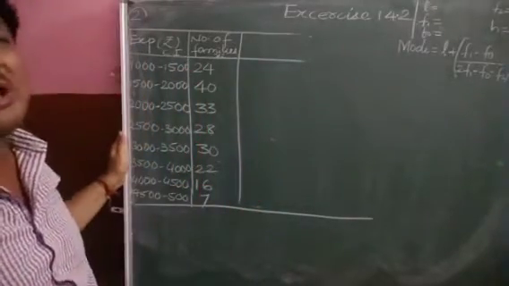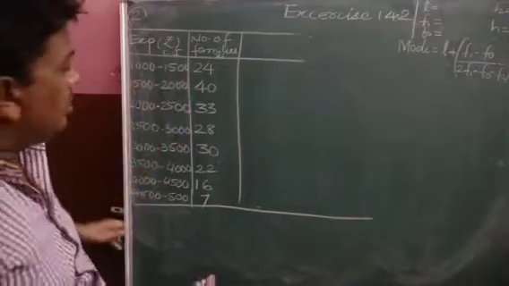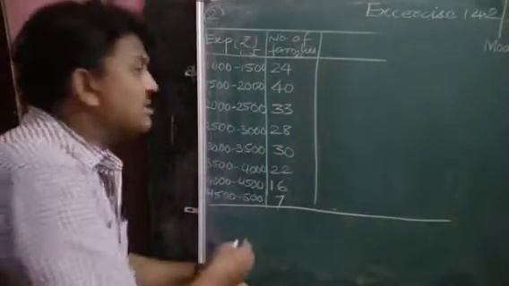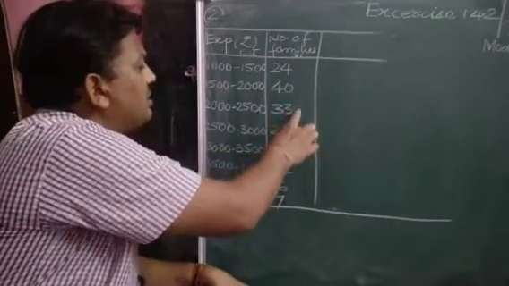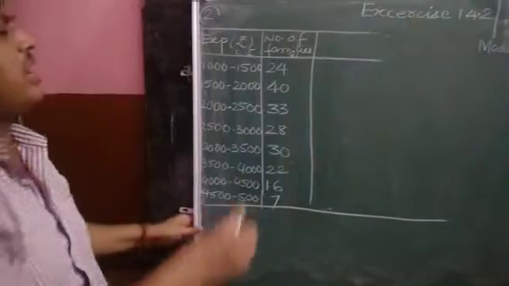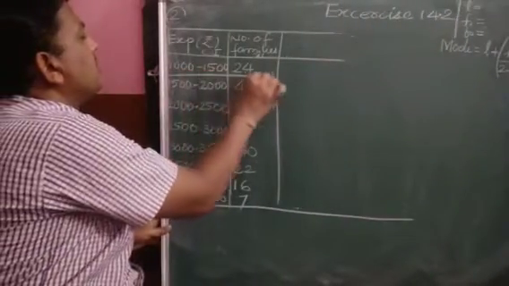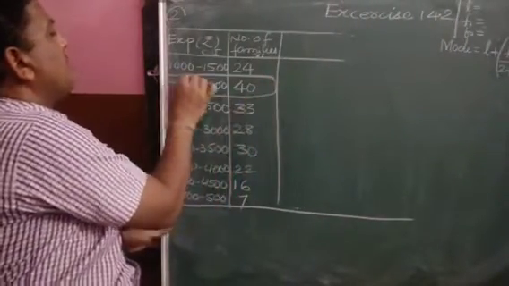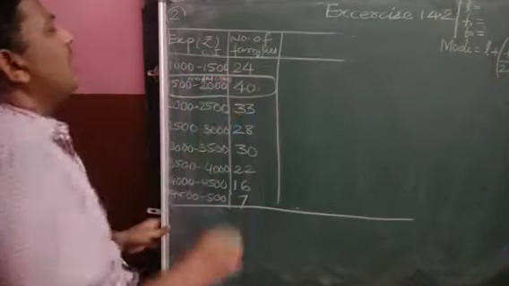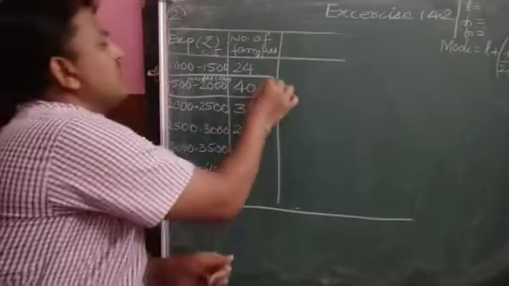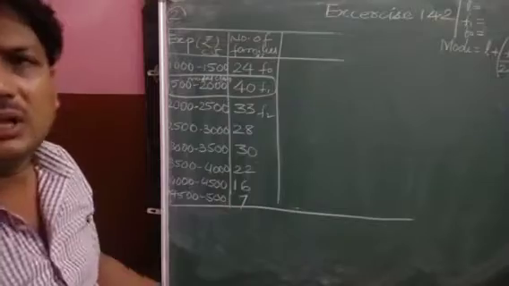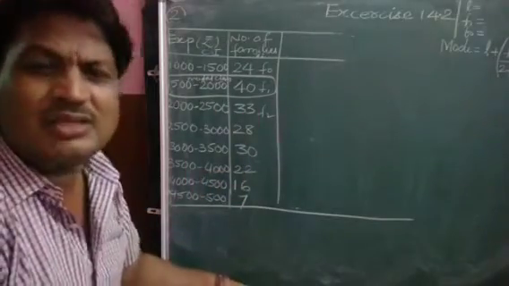So you have to find mean and mode both. So for mode, what is required, children? The class interval with highest frequency: 24, 40, 33, 28, 30, 22, 16, 7. Which one, children? 40. So take this as the modal class. Now all values are clear. This is F1, F0, F2. Can't you put, children? Yes, you can put in the formula.